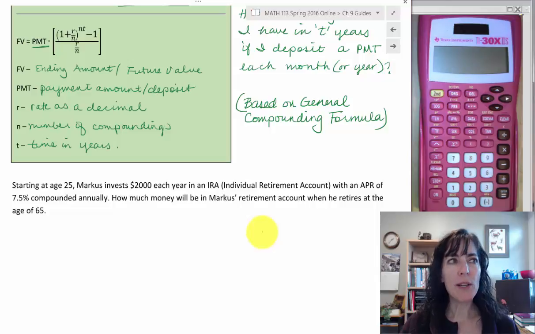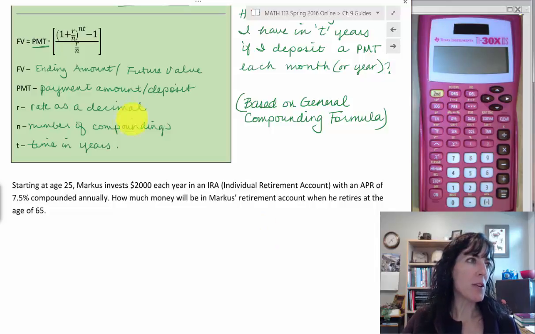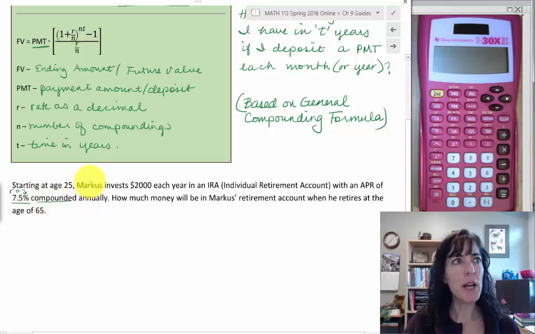So we're going to look at Marcus. He's going to invest $2,000 into an IRA with an APR of 7.5%, and it's going to be compounded annually. I'm seeing a lot of information that I need to use. 7.5%, that's going to be my R. Compounded, we're going to see that pretty much every time because of our formula here. And then compounded annually is going to give me an N equals 1.